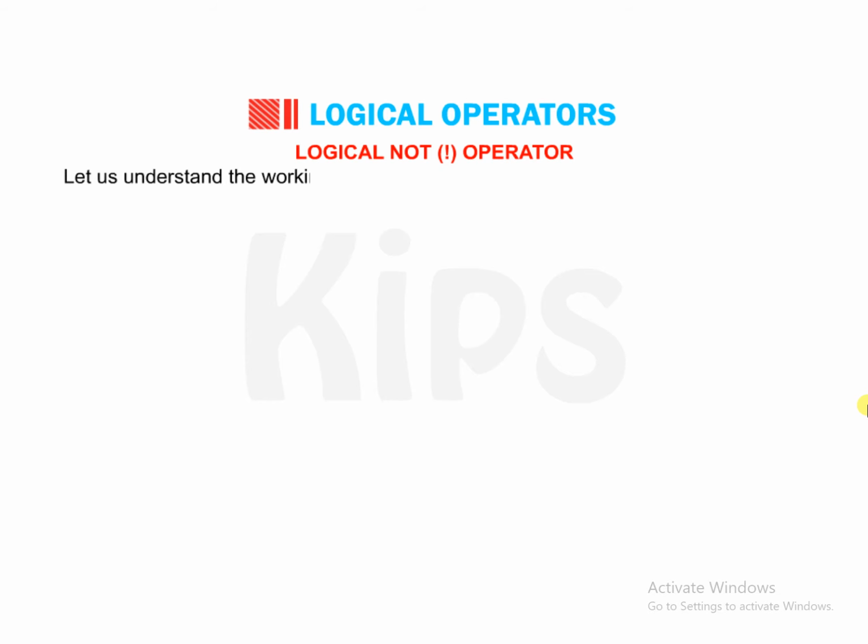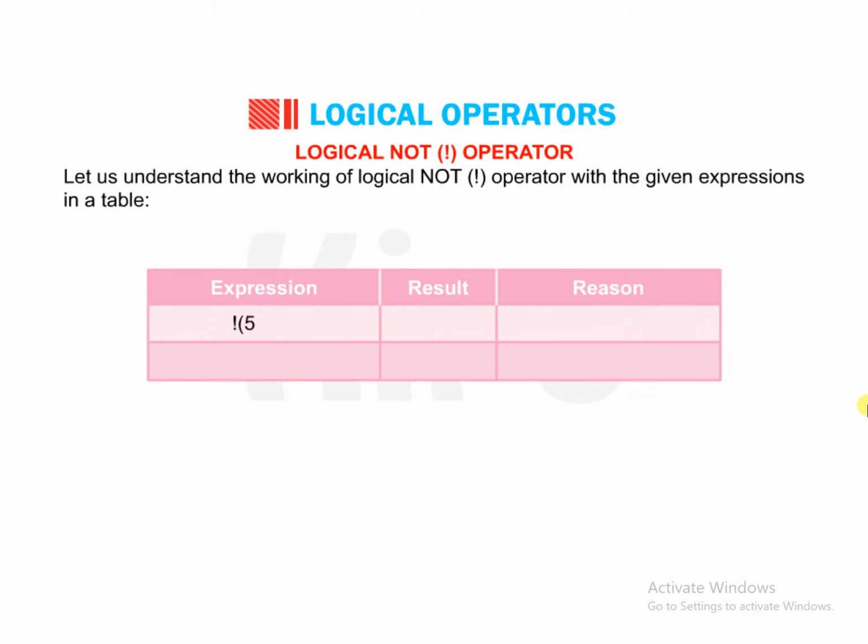Let us understand the working of the logical NOT operator with the given expressions in the table. Expression: NOT (5 > 8). Result: true. Reason: 5 > 8 is false. Expression: NOT (21 >= 15). Result: false. Reason: (21 >= 15) is true.